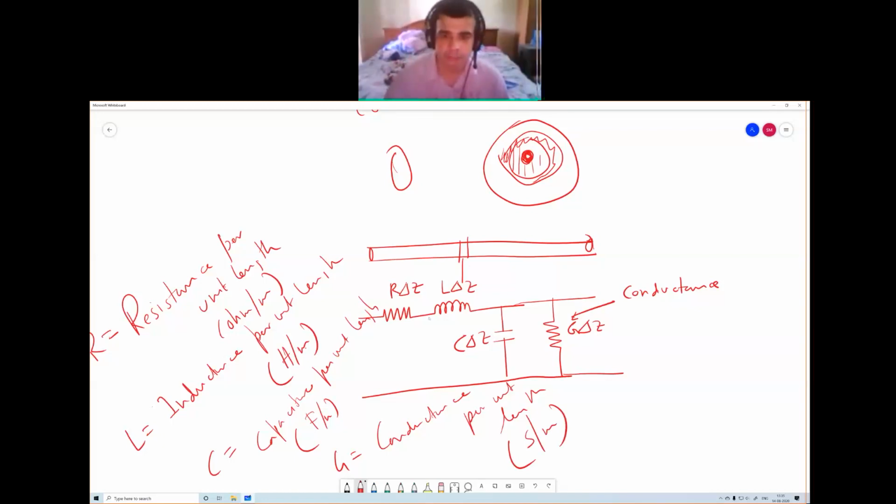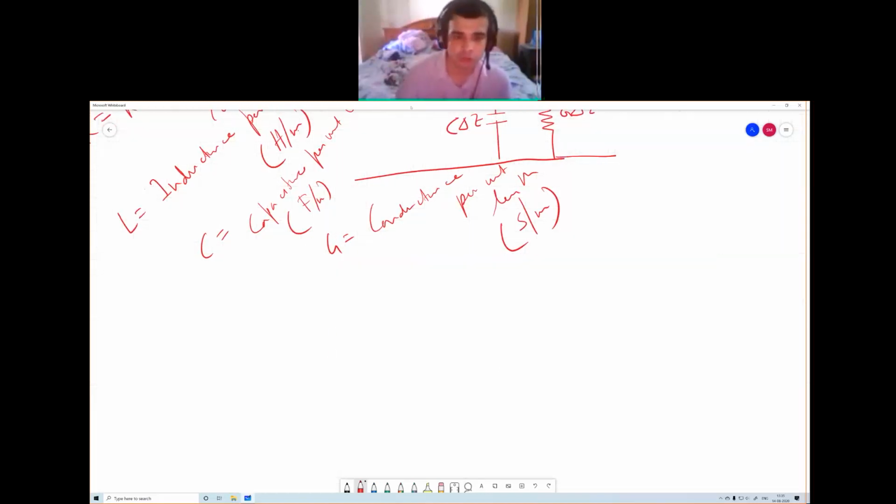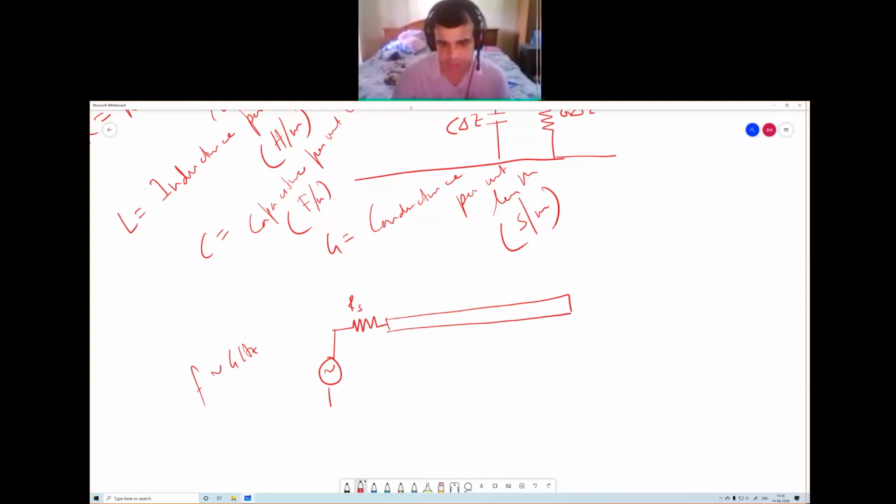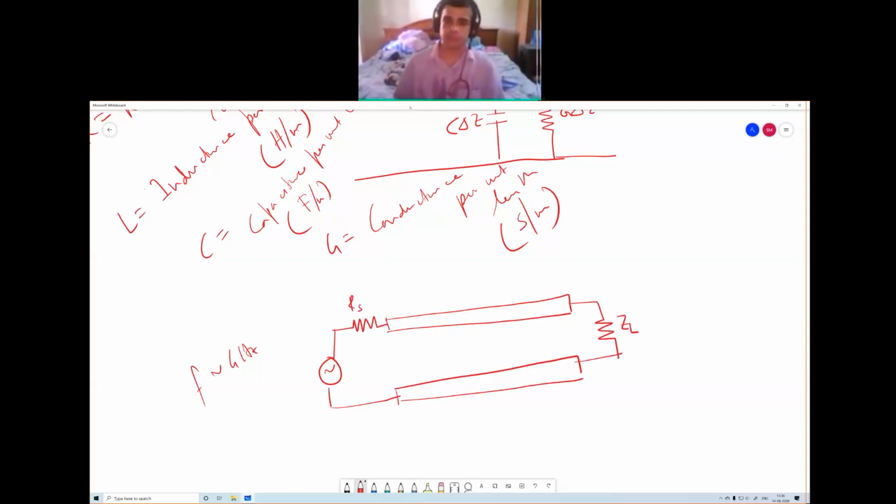Now we have a problem: we have got a source. The source generates a sinusoidal voltage, but the frequency is now very high, in the order of gigahertz. This has a source resistance followed by a transmission line. The circuit symbol of a transmission line is like this: two parallel thick wires. There is a load ZL.